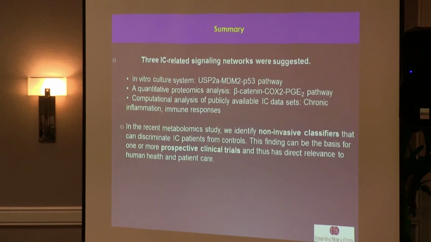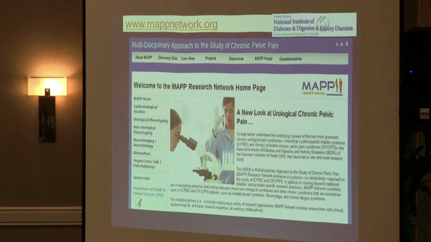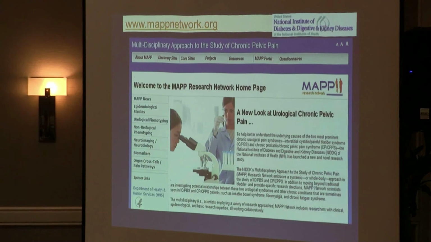This is the summary. So we know a little bit about the mechanism of this disease based on in vitro, lab-based experiments. Also, in the in vivo human setting, we identified some possible biomarkers derived from urine samples using the metabolomics profile. So using another layer of omics approaches and computational analysis, we will get the mechanism and the possible targets for therapeutic treatment.